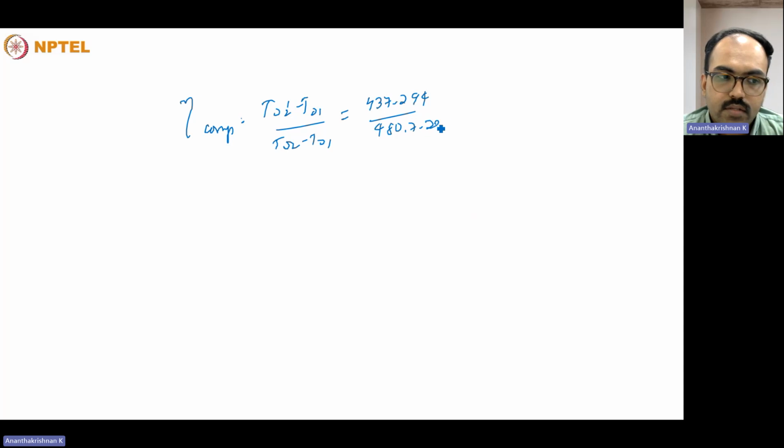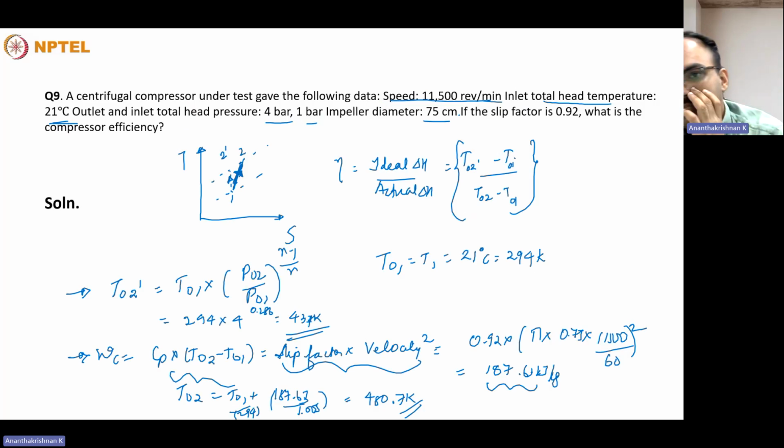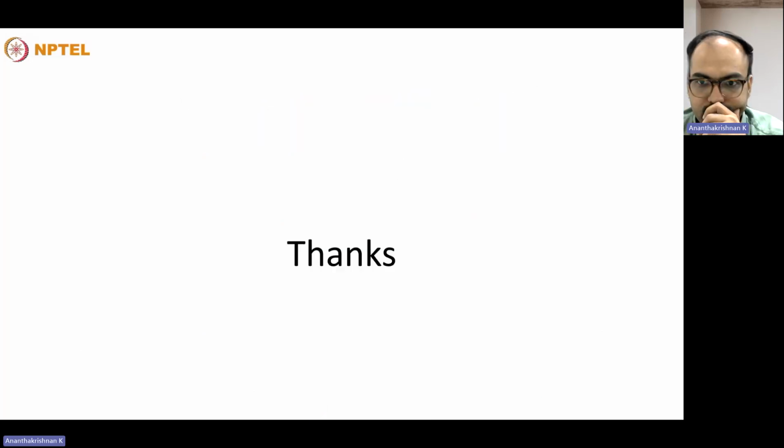From this, the compressor efficiency could be written as T02 dash minus T01 over T02 minus T01, which is 437 minus 294 divided by 480.7 minus 294. That is equal to 76.6%. It's a straightforward problem where we have used the total head temperatures at the inlet and the exit, and compared with the isentropic temperatures to get the compressor efficiency.